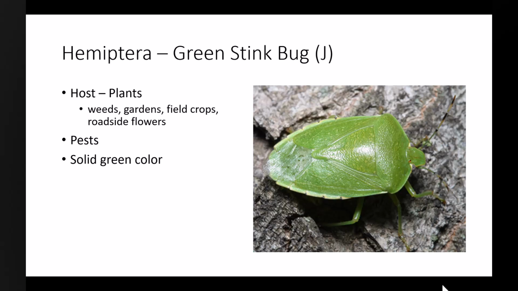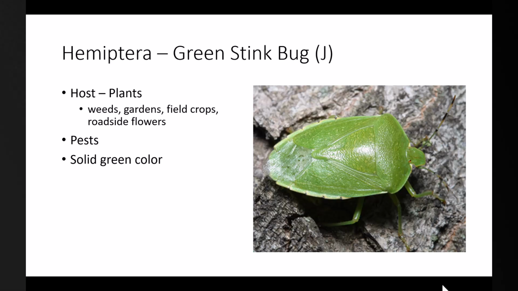Green stink bugs are your typical green stink bug looking insect. These are considered pests. Their host is a variety of different plants. For the contest, plants is adequate, but within that plant range, this can include weeds, anything in your garden, field crops, so they can be an agricultural pest, and they can also be found on flowers, roadside flowers, and wildflowers.